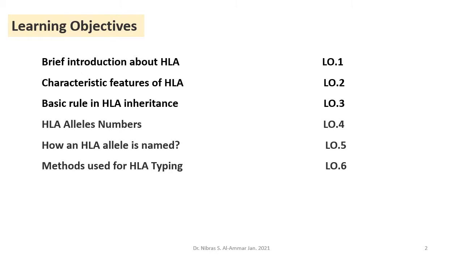Learning objectives of this lecture are a brief introduction about human leukocyte antigen, the HLA, characteristic features of HLA, the basic rule of HLA inheritance, and the allele numbers, how an HLA allele is named, and last, methods used for HLA typing.